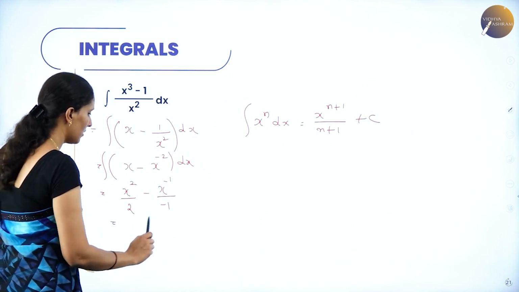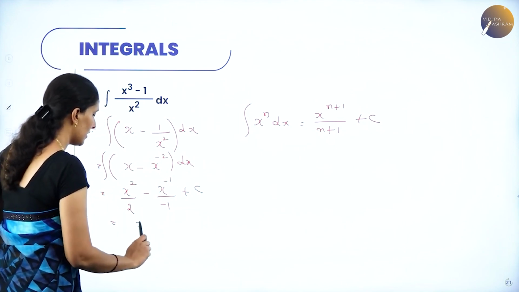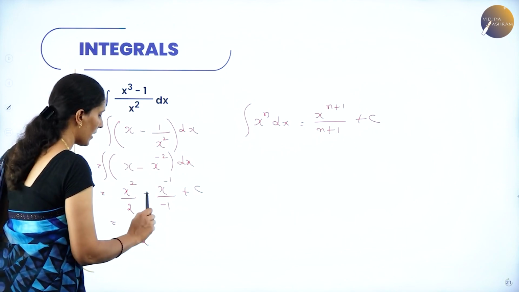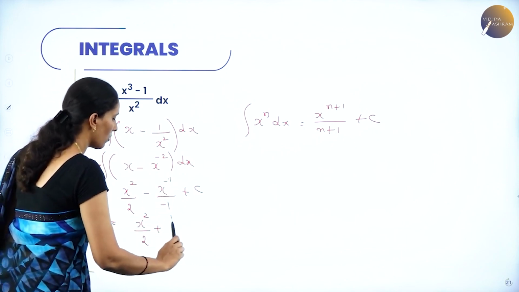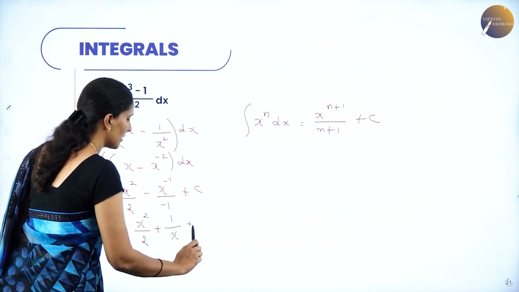So we have here plus c, thus x²/2, and minus into minus is plus. x to the power minus 1 can be written in the denominator. So it is 1/x plus c.